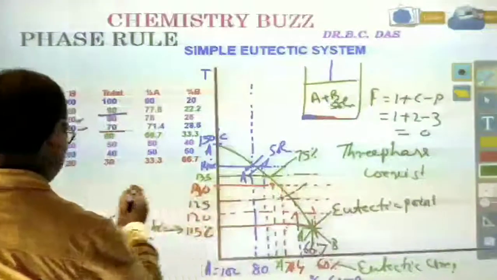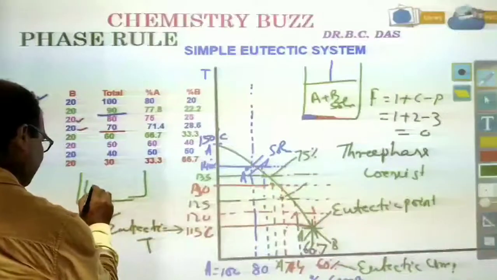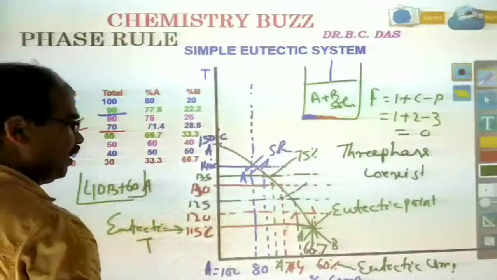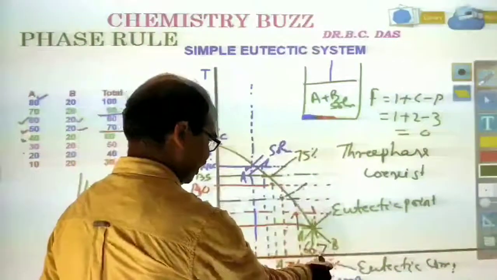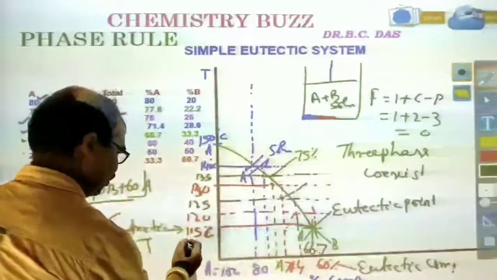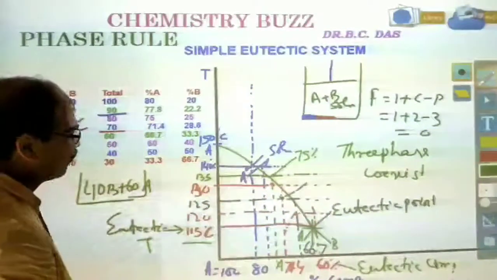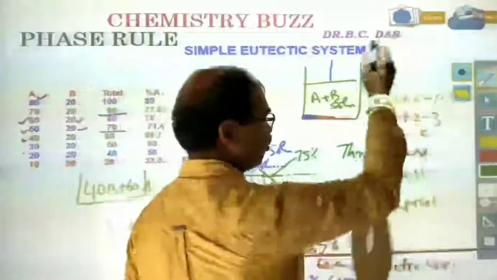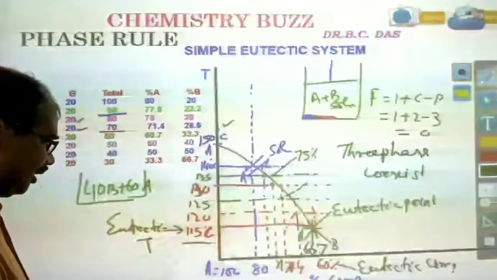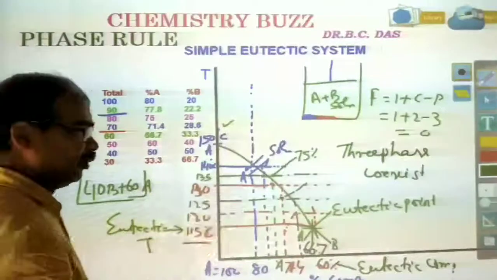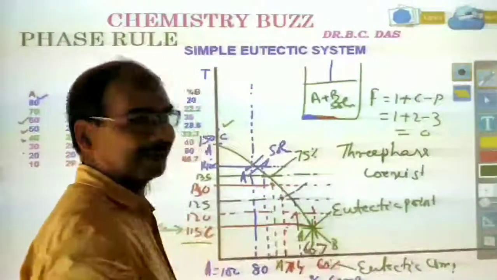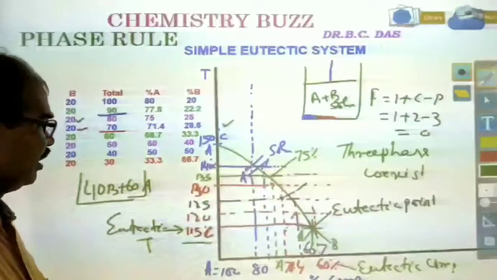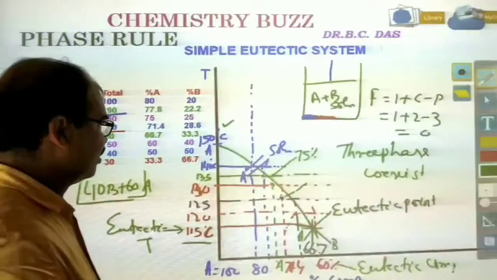Suppose we take 40 gram B and 60 gram A in a container, and we heat it. Then it will melt at 115 degrees centigrade, though the melting point of A is 150 degrees centigrade and that of B is somewhat higher than A. So this is the beauty of forming a eutectic. This is mainly applied in metallurgical extraction in industry.